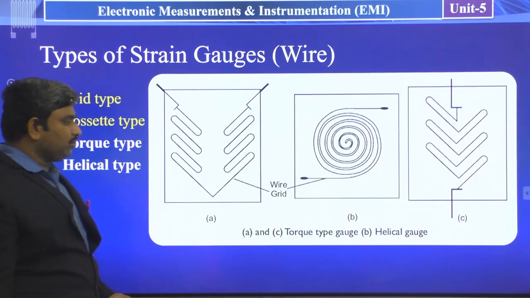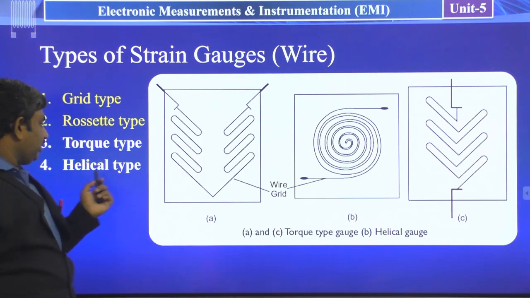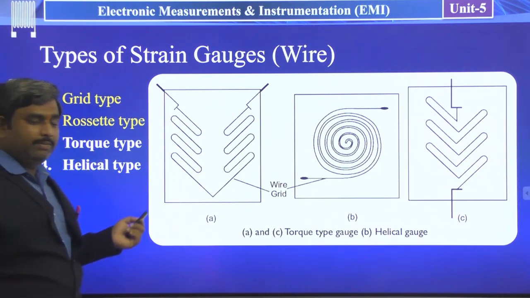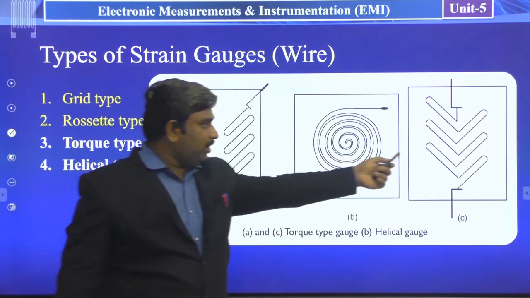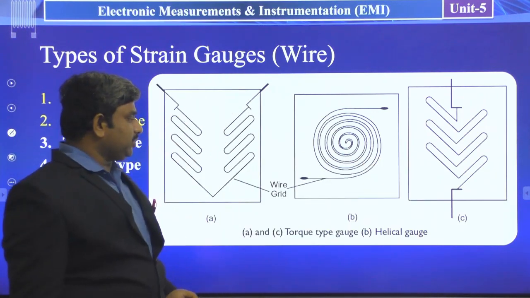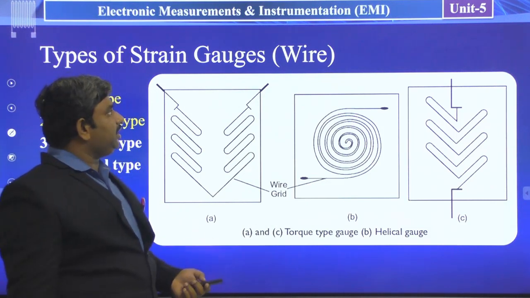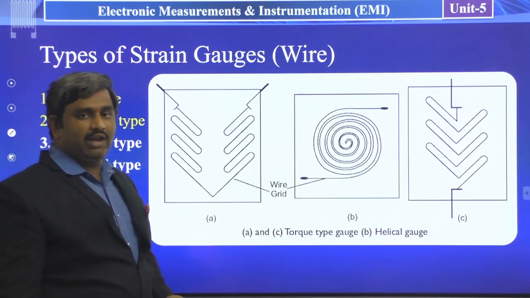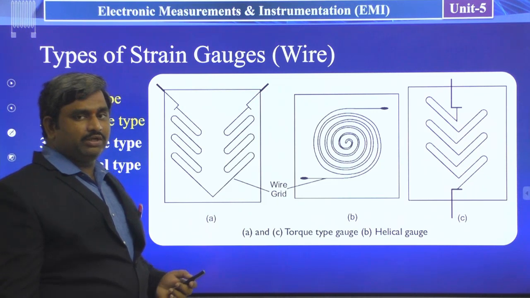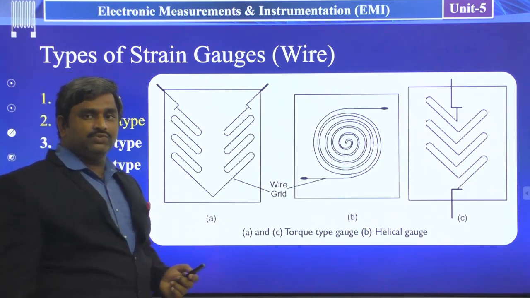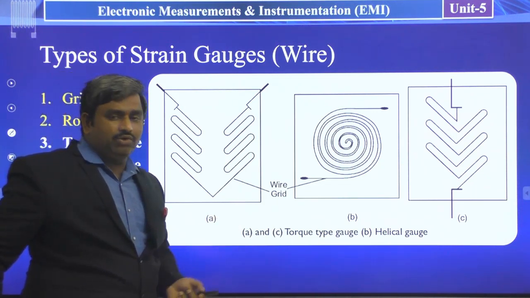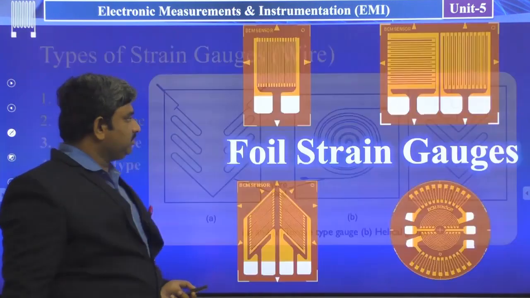And here we have the remaining two types, that is torque type and helical type. So the first one and the third one are the torque type strain gauges and the middle one is a helical type strain gauge. These are the different types of strain gauges available. You have to draw these strain gauges. This type of question they ask for 4 marks. You just need to know about the structures.